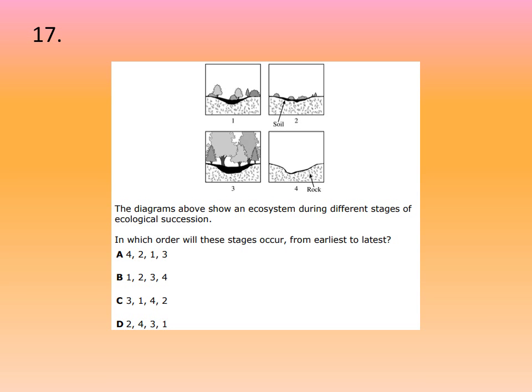Number 17. The diagrams above show an ecosystem during different stages of ecological succession. In which order would these stages occur from earliest to latest? A. 4, 2, 1, 3. B. 1, 2, 3, 4. C. 3, 1, 4, 2. D. 2, 4, 3, 1.